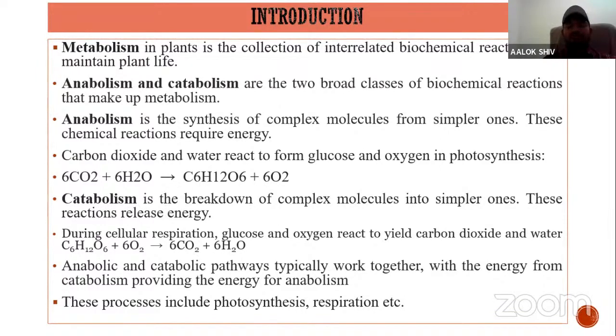Anabolism, we know, is the synthesis of complex molecules from simpler ones. If we take an example of anabolism, photosynthesis is a very good example, where carbon dioxide and hydrogen molecules join together to form glucose. Catabolism is the breakdown of complex molecules into simpler ones, and here it releases energy, while in anabolism energy is required.